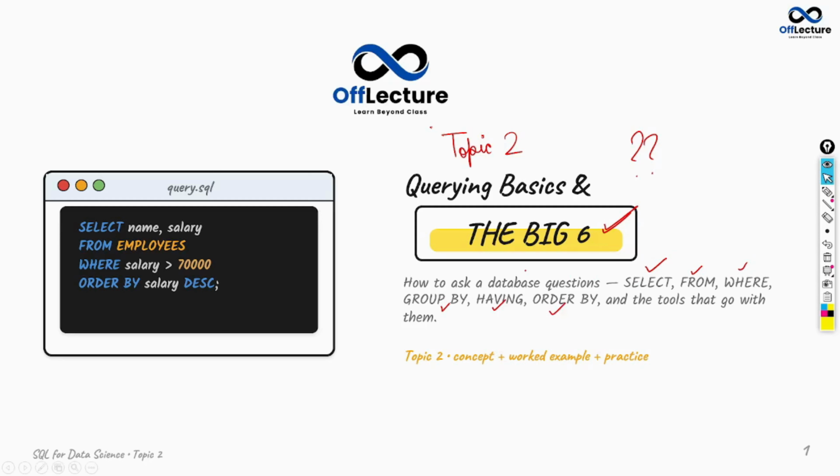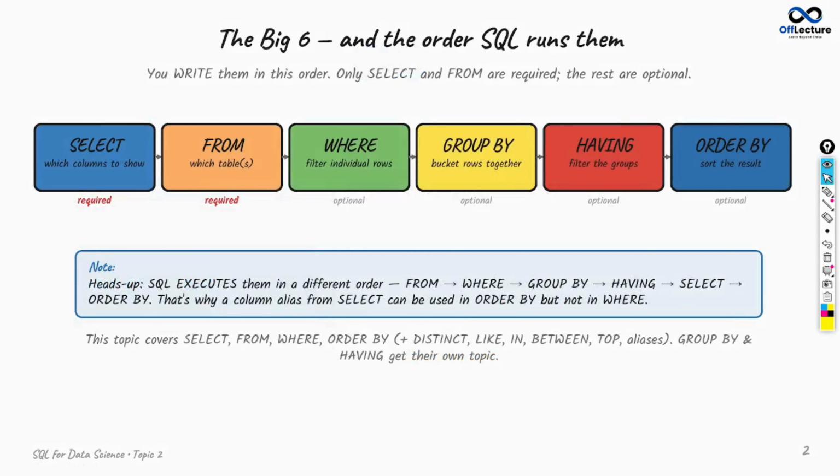By the end of this topic, you will comfortably read one table, filter it, sort it based on your requirement, and shape the result exactly how you want. So here are the big 6 clauses in the order you write them. This is the order in which you write your big 6 queries.